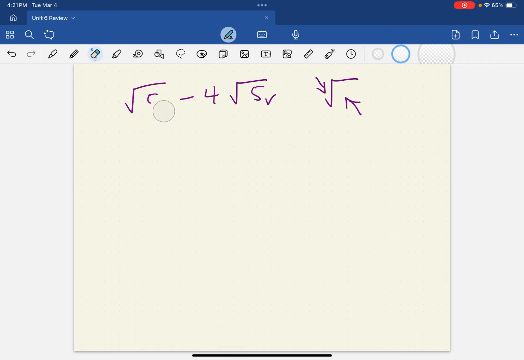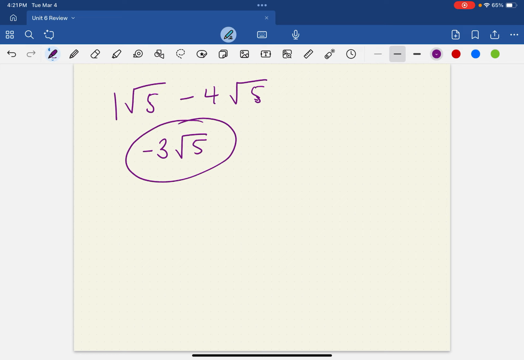I erased too much. Let's go ahead and actually solve them. So remember, in front of this square root 5 is a 1, so 1 minus 4 would be negative 3 square root 5. And that would be our answer. This is just like combining like terms. Remember, start getting in the mindset that the square root or cube root or fourth root of a radicand is kind of like a variable, okay? So that's all we do there.